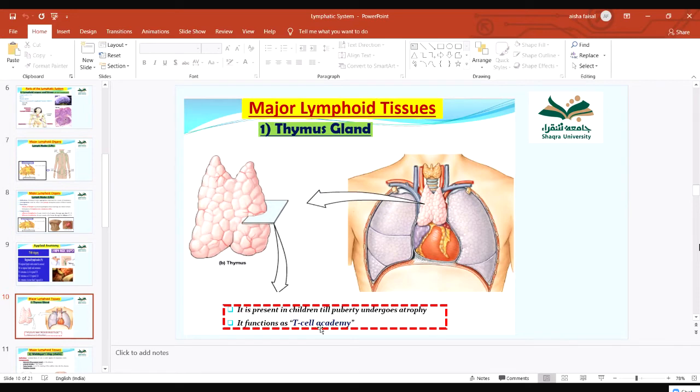It functions as a T cell academy. So what is happening in an academy? You are being trained. Here the thymus acts as a T cell academy. The T cells get training over here. So your adaptive immunity develops here in the thymus. Your T cells are programmed to fight against different kinds of antigens in the thymus.